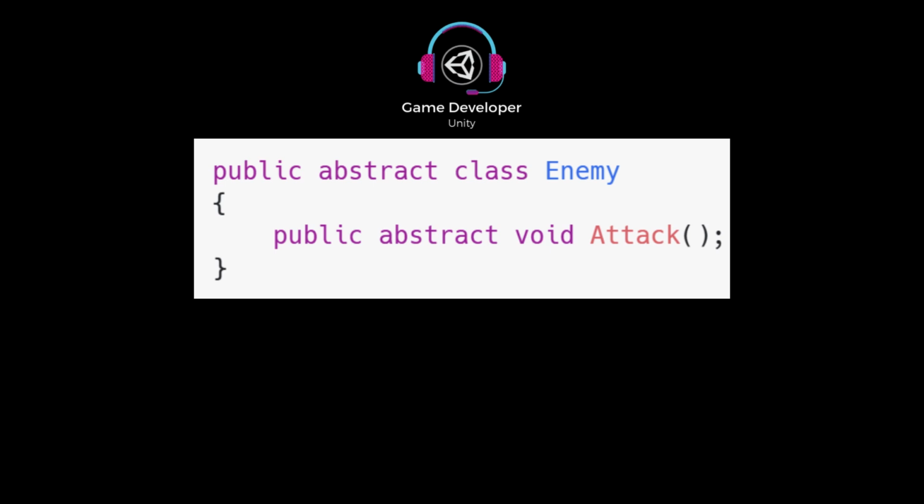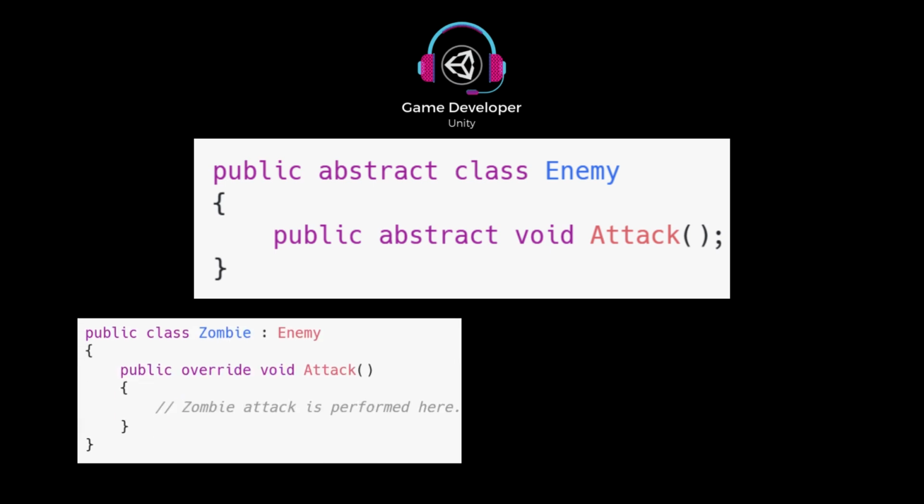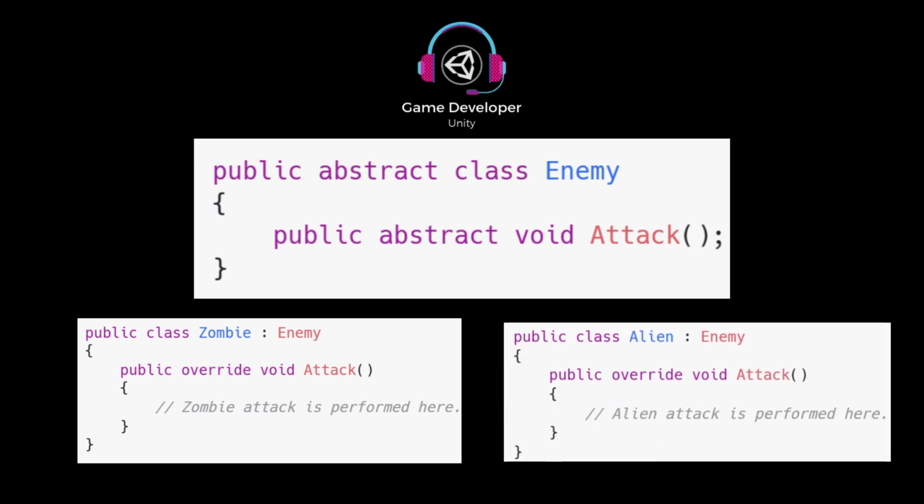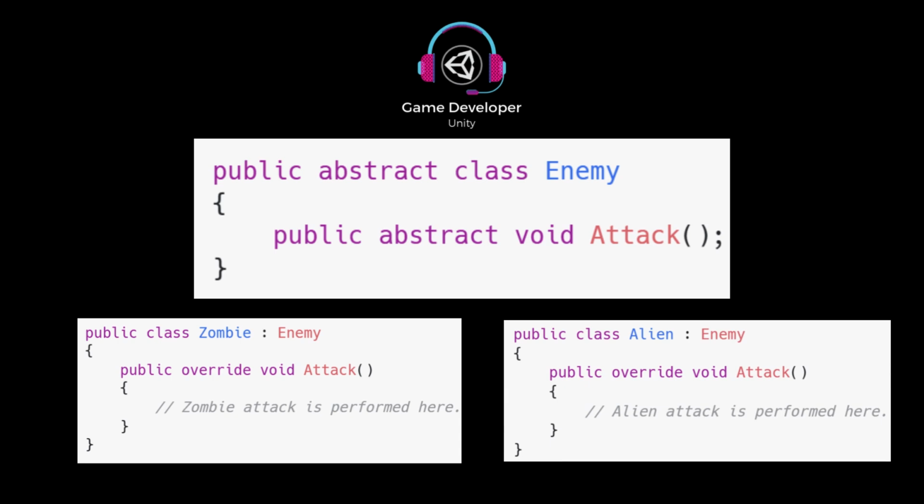The enemy abstract class defines the common properties and behaviors of all enemies. The attack method is an abstract method that defines the attack behavior of the enemy. The zombie class is derived from the enemy class and implements the attack method according to its own attack behavior. The alien class is also derived from the enemy class and implements the attack method according to its own attack behavior. The open-closed principle allows for the extension of existing code without modification.